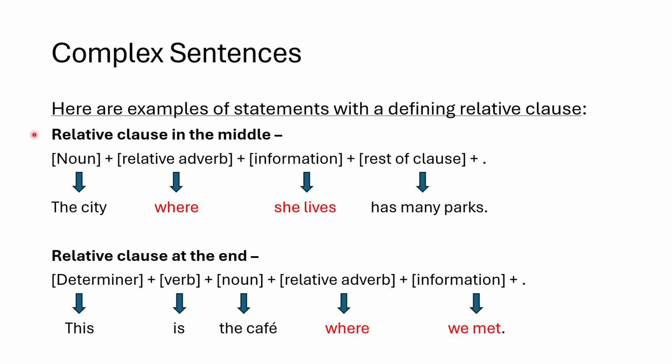Relative clause in the middle: noun plus relative adverb plus information plus rest of clause. The city where she lives has many parks. Relative clause at the end: determiner plus verb plus noun plus relative adverb plus information. This is the cafe where we met.